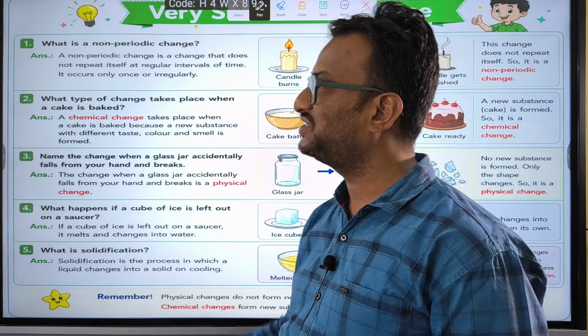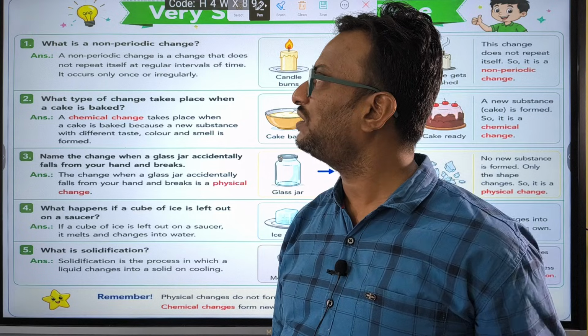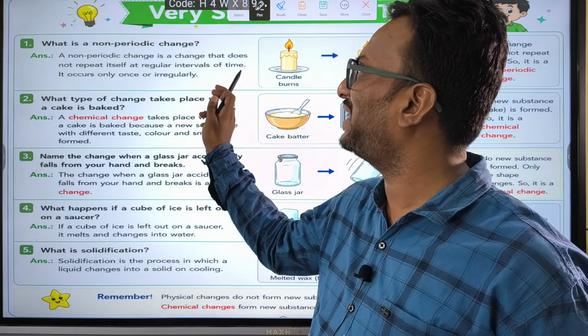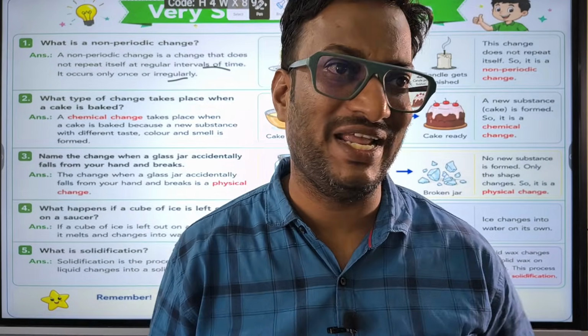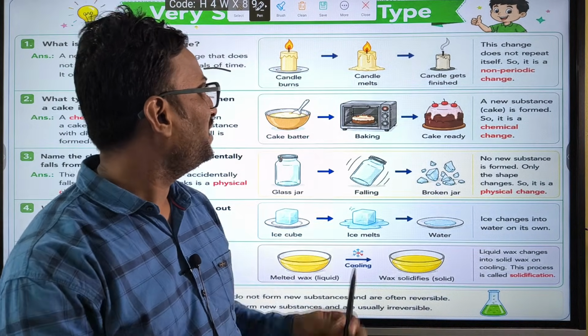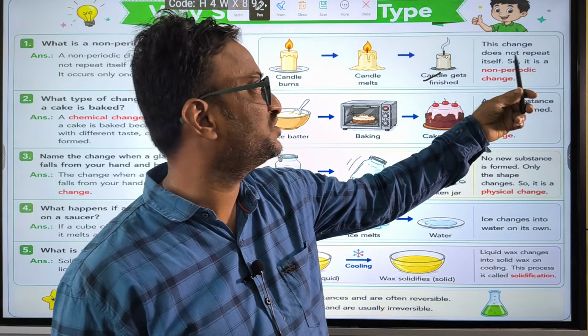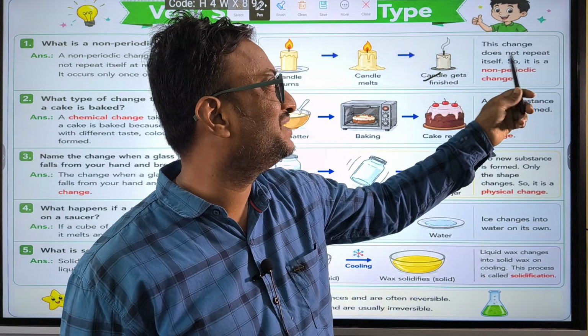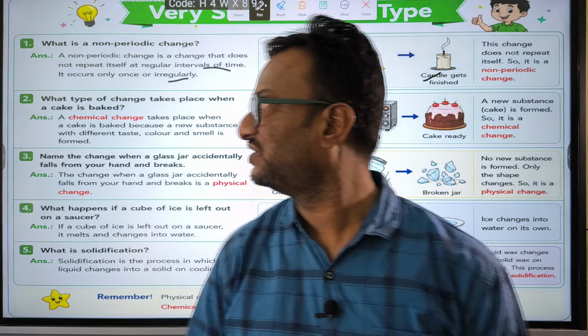What is non-periodic change? A non-periodic change is a change that does not repeat itself at regular intervals of time. It occurs only once or irregularly. Candle burns, candle melts and candle gets finished. This change is non-periodic and it does not repeat, so it is a non-periodic change.